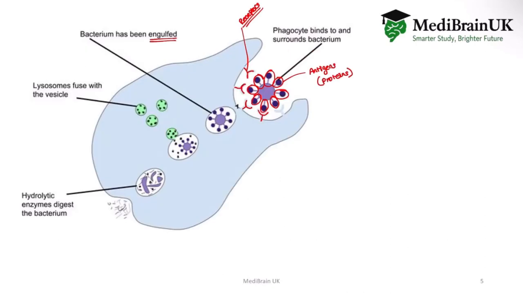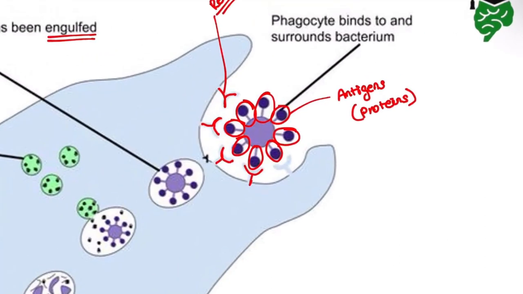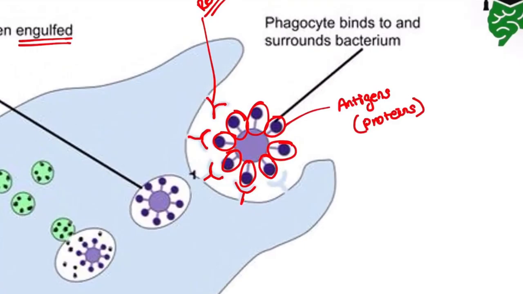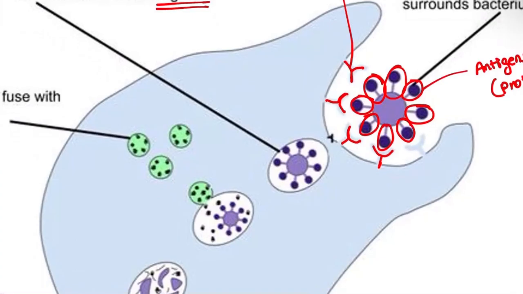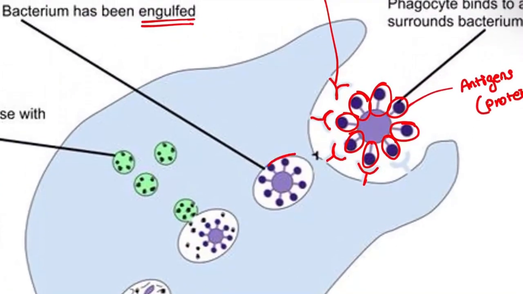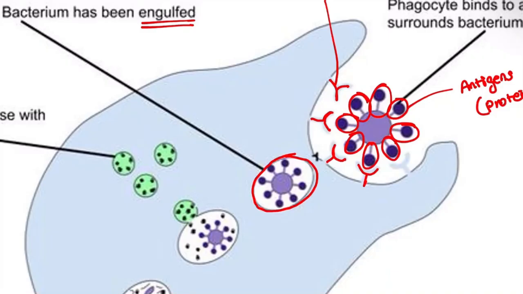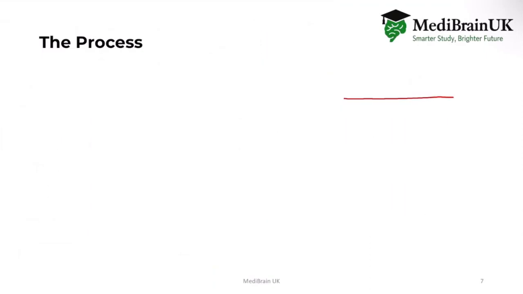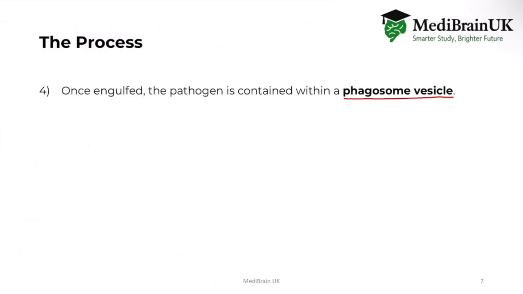If we go back over here to this image, we had an open bacteria that was entering the phagocyte. Nothing was happening to the bacteria, it was just entering the phagocyte. As you can see, after it's been engulfed, there's this capsule around it, contained within this circle. Because it's contained within that circle, this circle is called a phagosome vesicle. So once engulfed, it's contained within a phagosome vesicle.